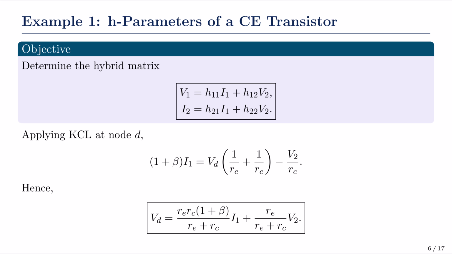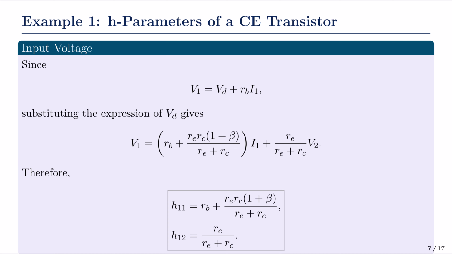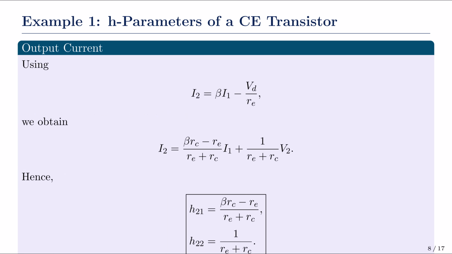We now determine the input voltage. From the circuit, V1 is equal to the node voltage Vd plus the voltage drop across the base resistance, which is Rb I1. Substituting the expression previously obtained for Vd gives V1 directly in terms of I1 and V2. By comparison with the first H parameter equation, we immediately identify H11 as the input impedance term and H12 as the reverse voltage ratio. We next determine the output current.